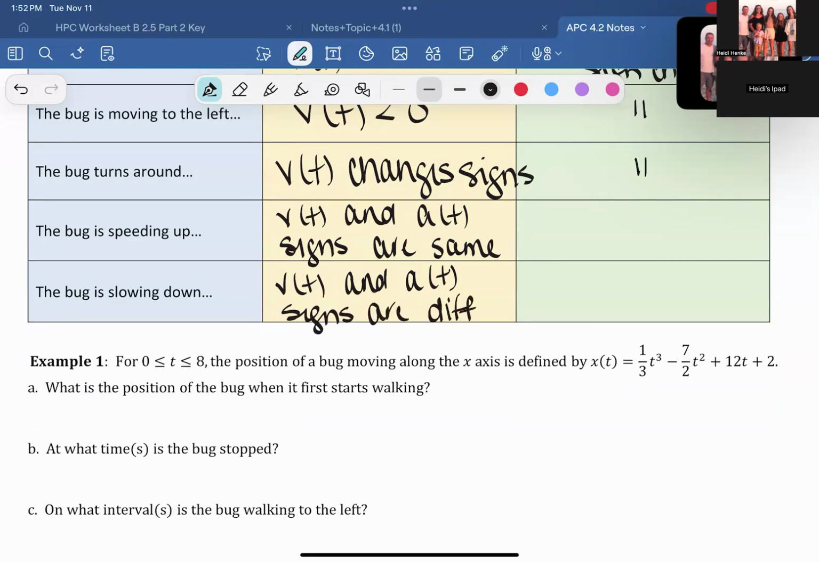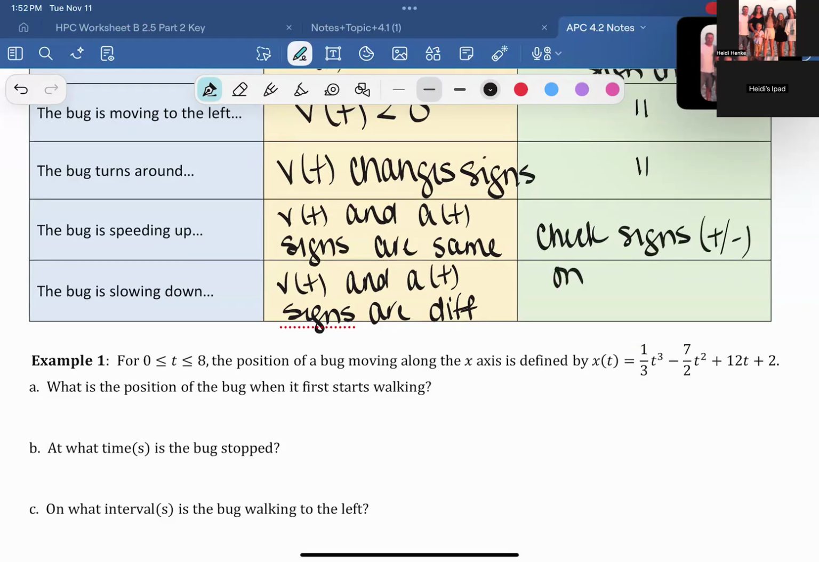then it's slowing down. It's not just acceleration positive or acceleration negative. It has to do with whether your velocity and your acceleration are doing the same thing. Are they both positive? Are they both negative? Or are they doing different things, one positive, one negative? So you're going to check the signs, positive or negative, of your velocity at that time and your acceleration at that time, and then make your decision.